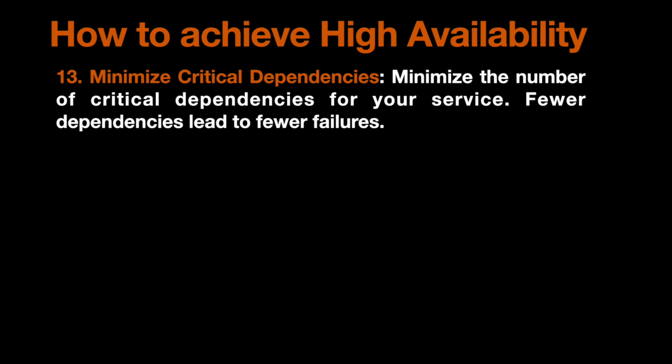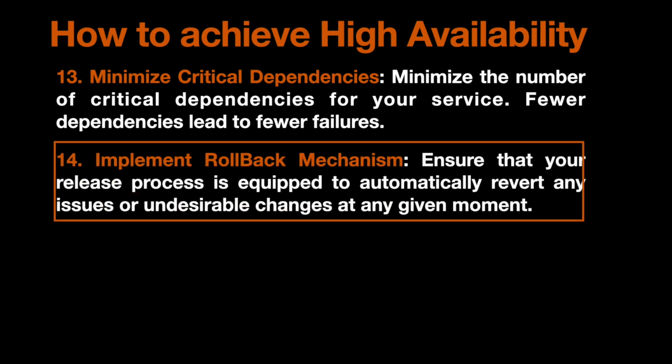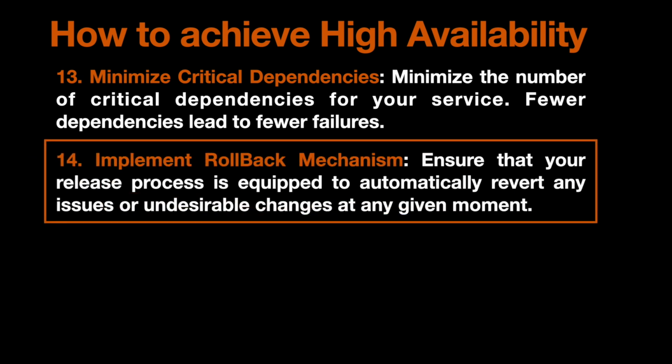Number 14, implement rollback mechanism. This is one of the very important things in our deployment process or release process. We need to ensure that our release process or pipeline has the mechanism to automatically roll back any failed deployment.